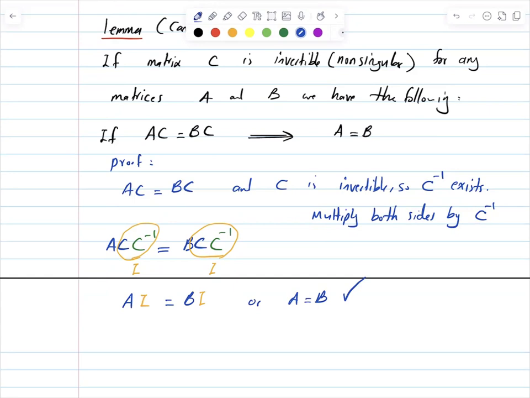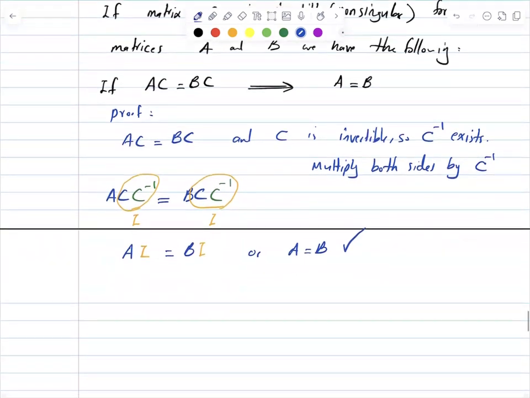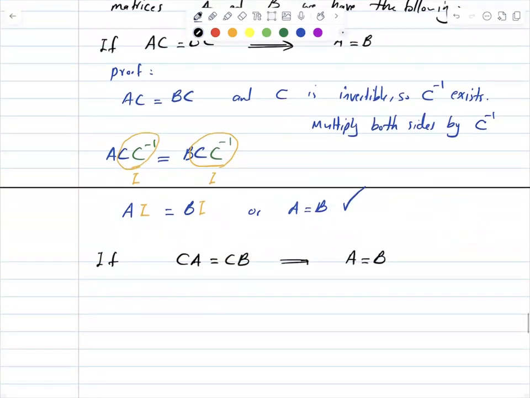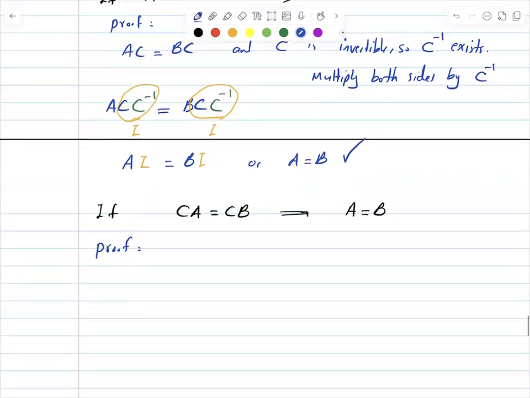You have the exact same thing if you switch this multiplication. If CA is equal to CB, then you can conclude that A is equal to B. So again, a quick proof is that now you multiply everything by the inverse of C from the left. So this is the case. Short proof. These are easy proofs for you.